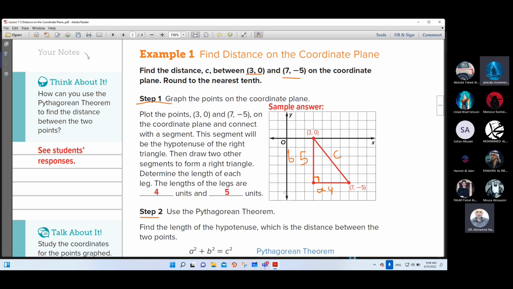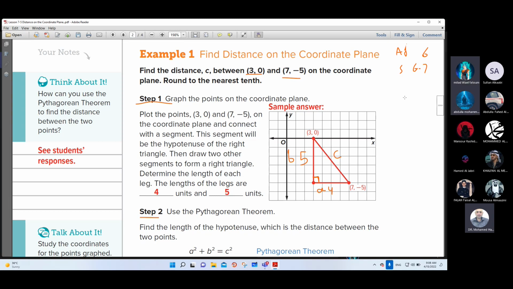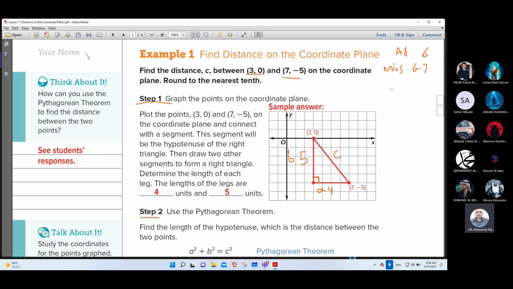Mr., I say 6. It's 6.7. Abdullah Jabari said 6, and Sultan said 6.7. Okay. Mr., I say 6.7. Repeat it, please. 6.7. And Milad agrees with Sultan. Okay, thank you, Milad. Mr., I say 6.7. And Falah agrees with Milad and Sultan. Thank you, Falah.